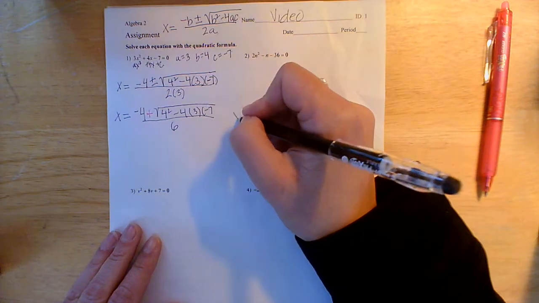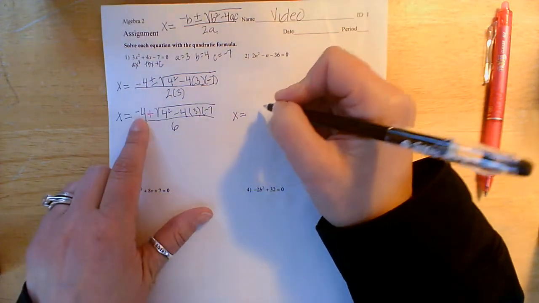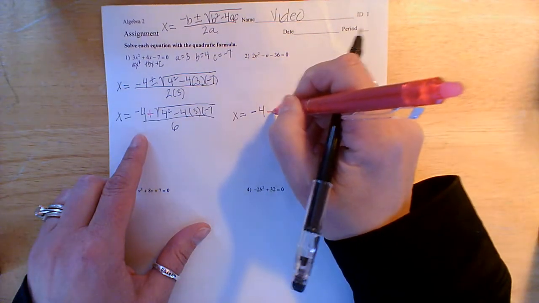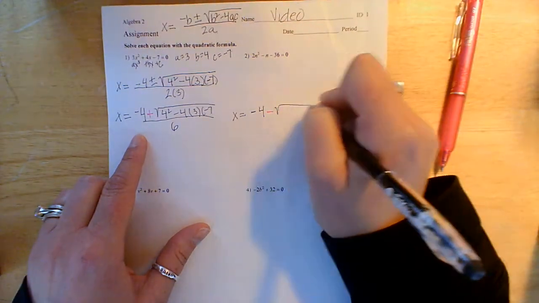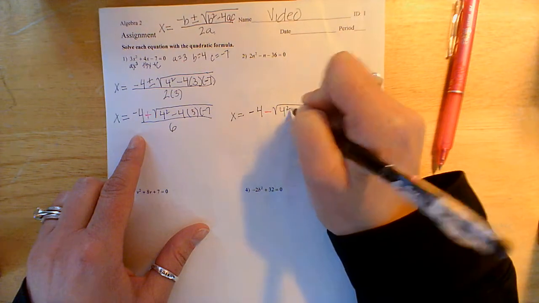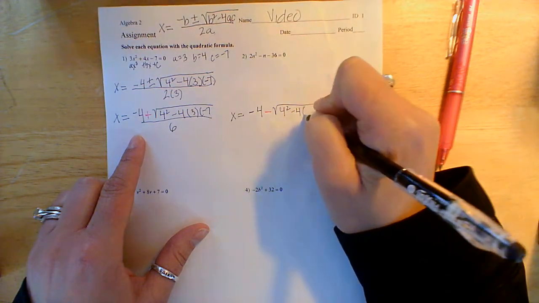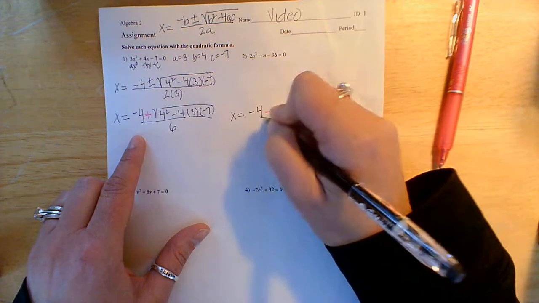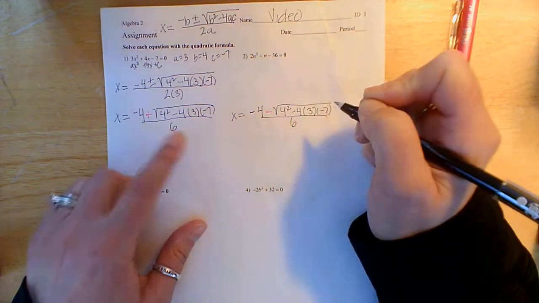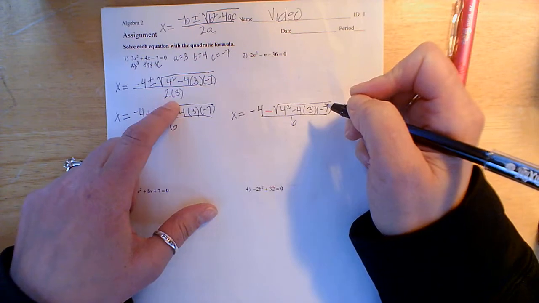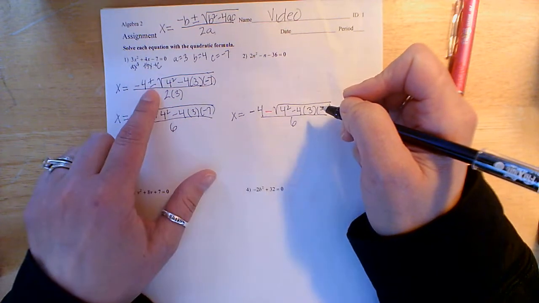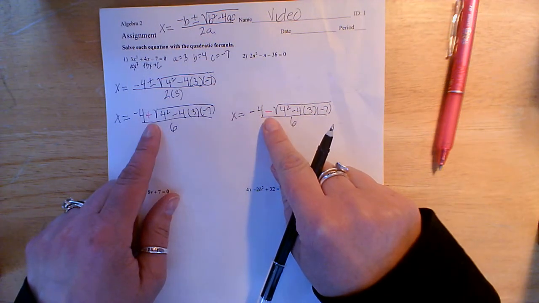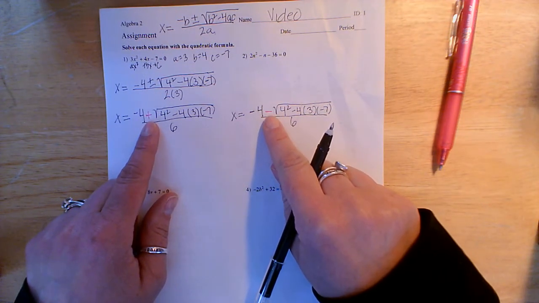And then my other one is going to be negative 4 minus the square root of 4 squared minus 4 times 3 times negative 7, all divided by the same thing, 6. So I just got my 6 from multiplying the 2 times the 3. So now I took this plus or minus and I split it up into 2 different problems, one with the plus and one with the minus.